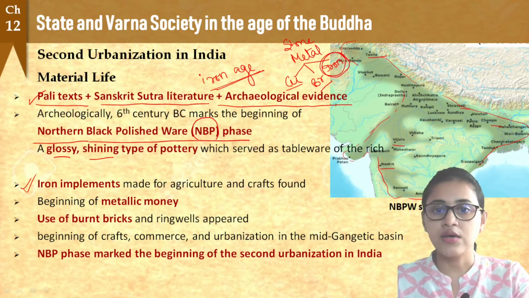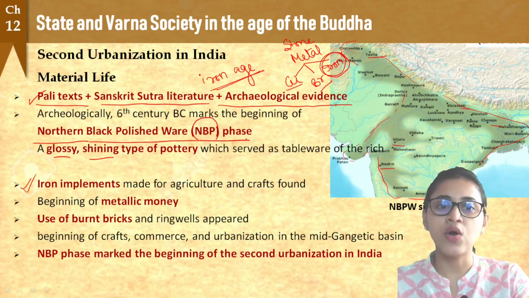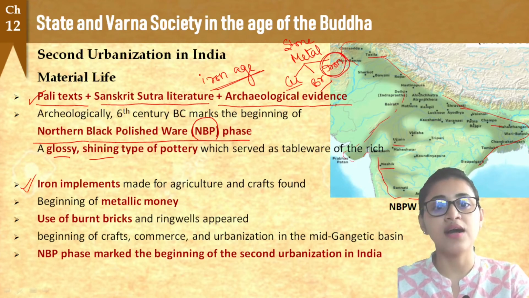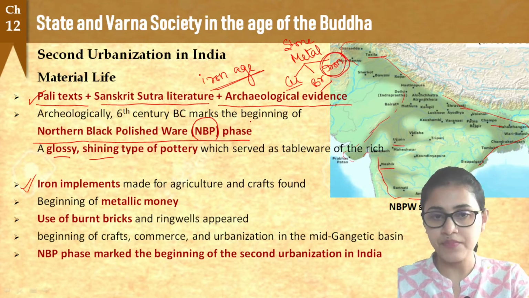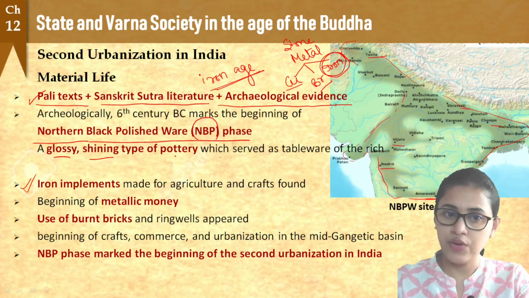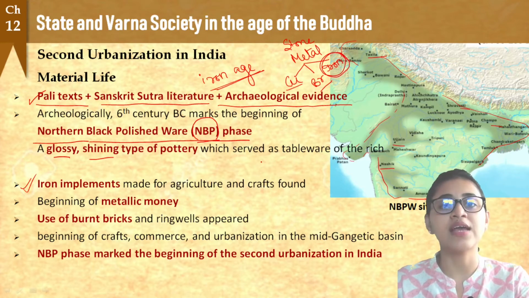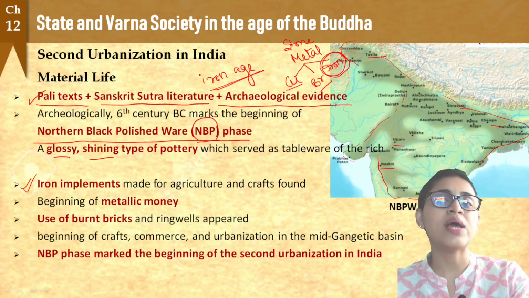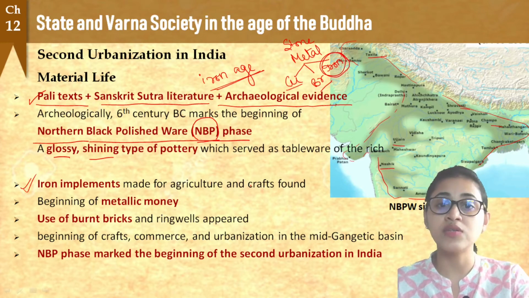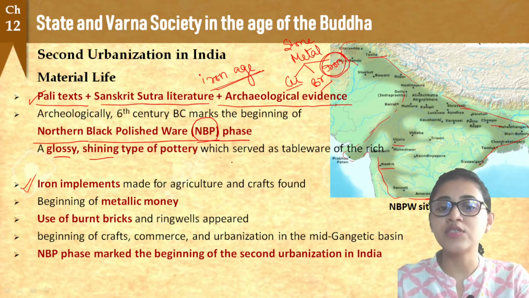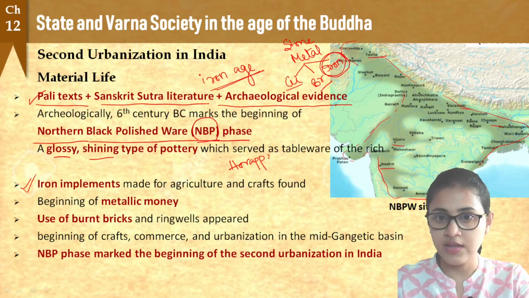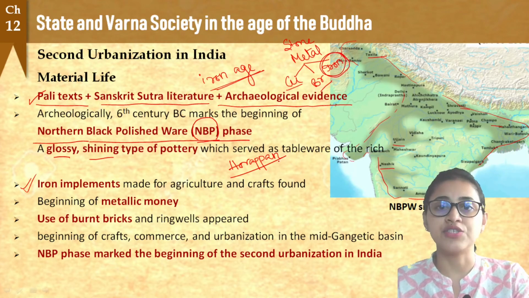So this is the phase which we call the phase of second urbanization in India. Alright, we will see how. Now, the NBP phase marks the beginning of a second urbanization in India. Why second urbanization? What is the first urbanization in India? The first urbanization was during the Harappan phase, the Harappan civilization. That was the first urban civilization in India.